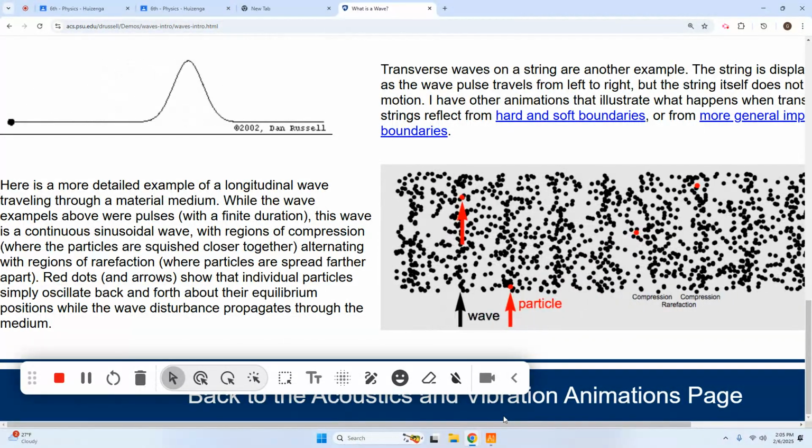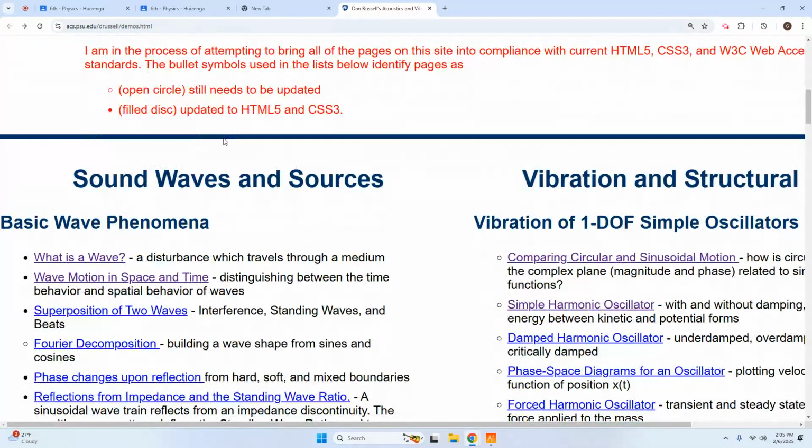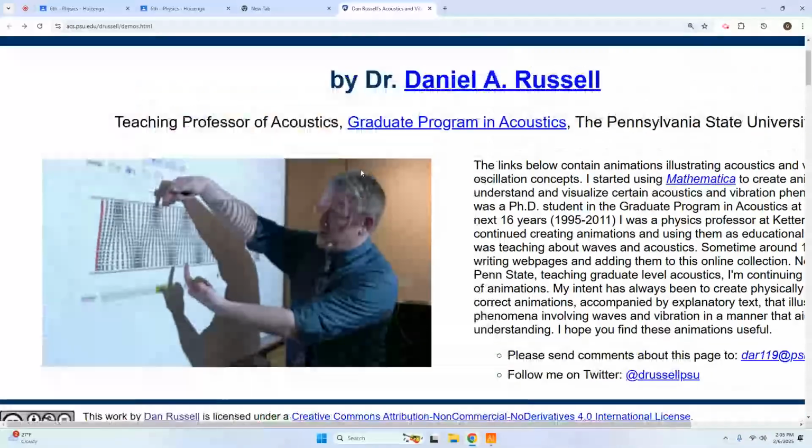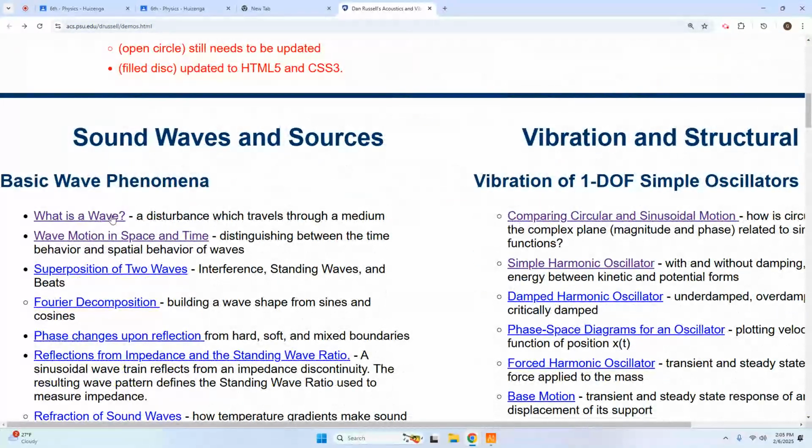Now, there's other things in here. This guy has all sorts of things that he's put together because he works in a PhD level program in acoustics. And so some people that are interested in going into that kind of field, you would study this in much greater detail. Here's wave motion in space and time. Sometimes the links are slow, especially when I have a recording going on here.